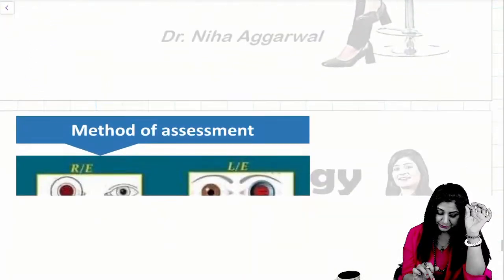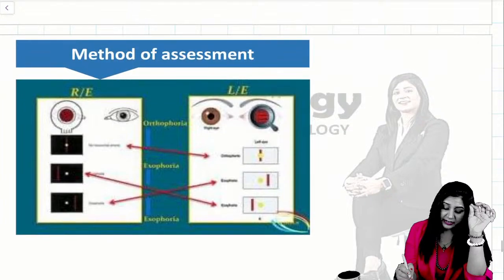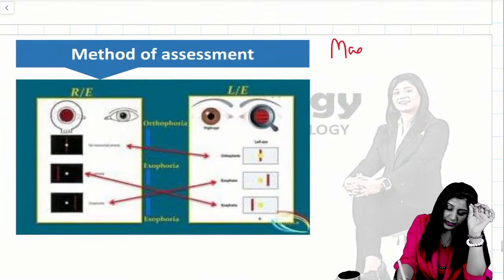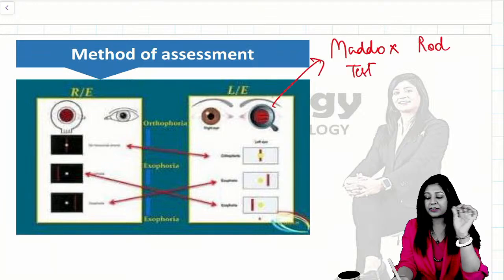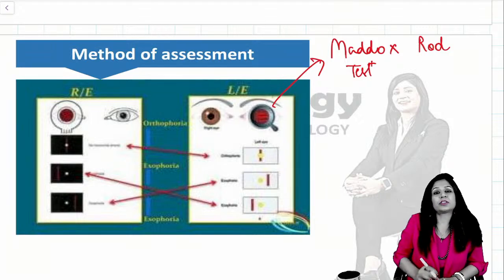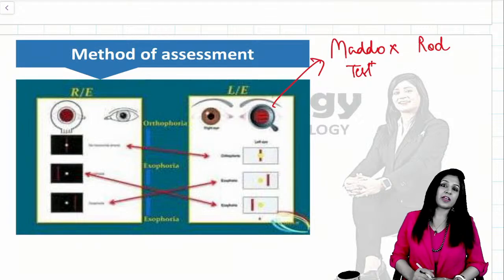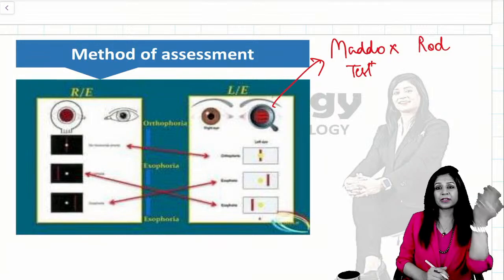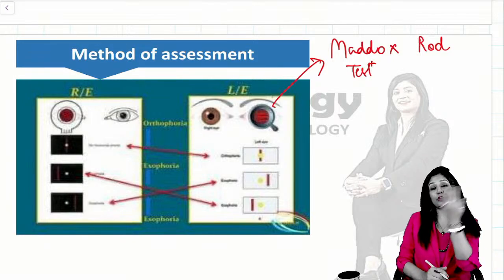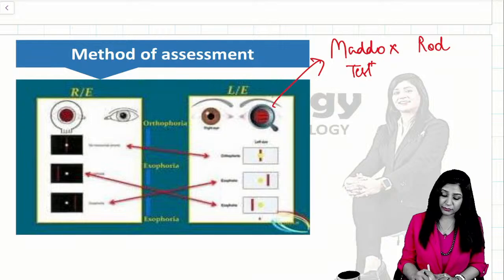Then this is another test that we are using in squint. This is called the Maddox rod test. So you should know how to identify the Maddox rod. And this is another test which is used for squint. One test that we are using is the cover-uncover test. Like this, the occluder, we are using the Maddox rod test, the Hirschberg corneal reflex test.